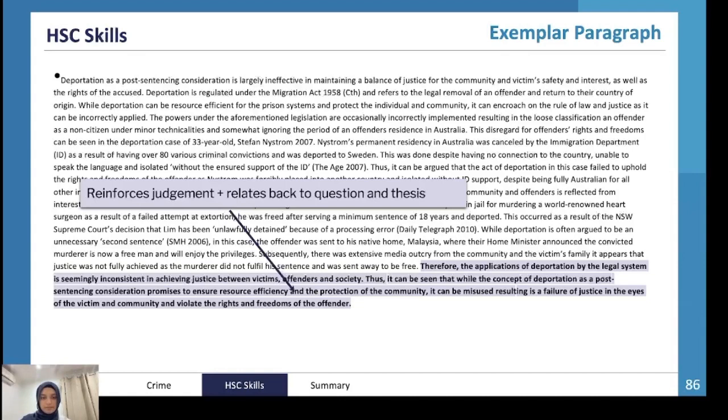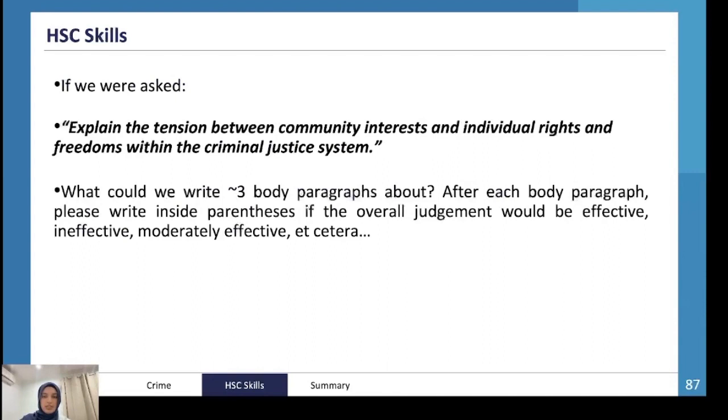So if we were asked, for example, explain the tension between community interests and individual rights and freedoms within the criminal justice system, what could we write? Right, so after each body paragraph, please write in parentheses, in terms of the overall judgment, if it would be effective, ineffective, moderately effective, etc. So this is another activity that can be quite helpful in just starting you off in terms of how to write out essays and what to include. So hopefully after those examples, this does not seem as intimidating as it would have been prior. So what I might do is just give you a couple of minutes to have a think about what you could talk about, and then we'll reconvene.